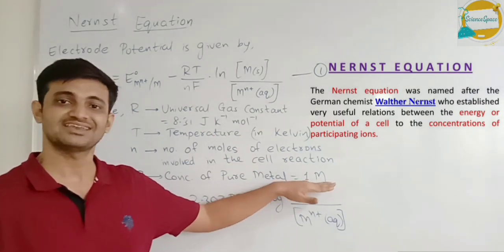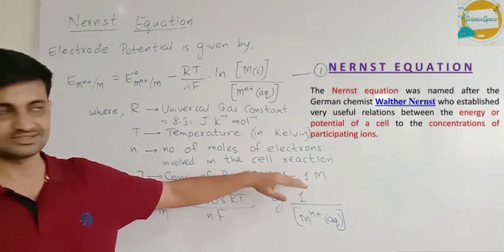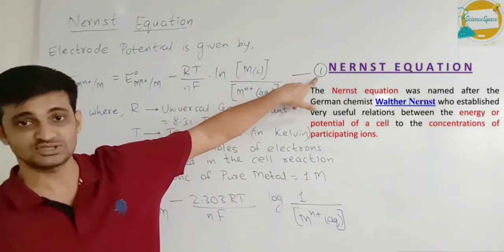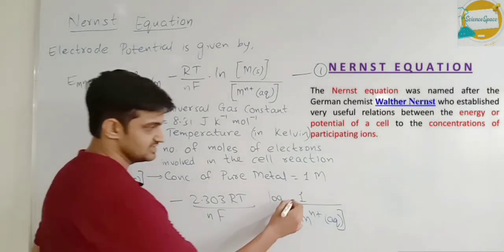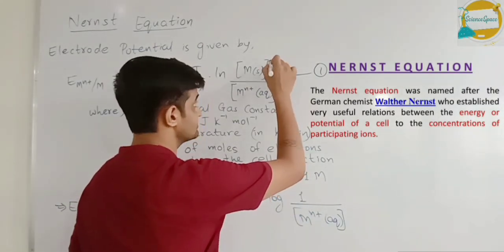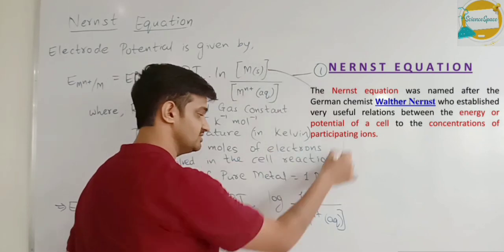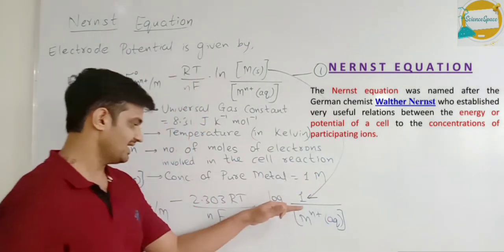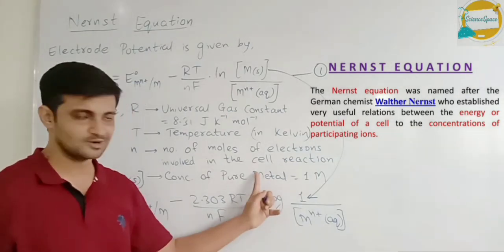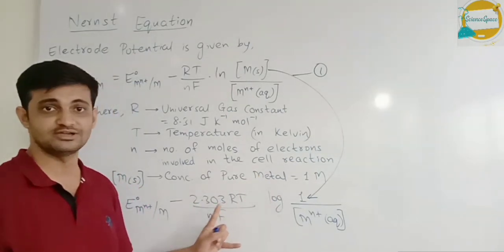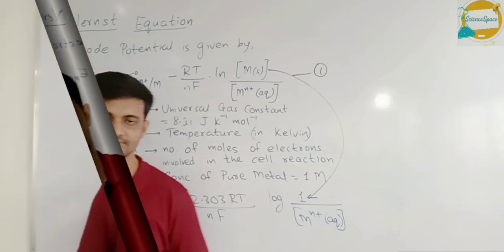It will always be taken as 1 molar, and hence the Nernst equation from equation 1 can be modified as follows. The Mn positive, the concentration of metal will be taken as 1, and this natural log is converted into log by multiplying 2.303 into the numerator.